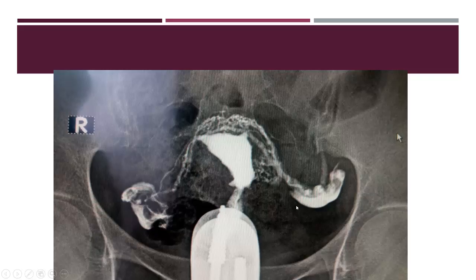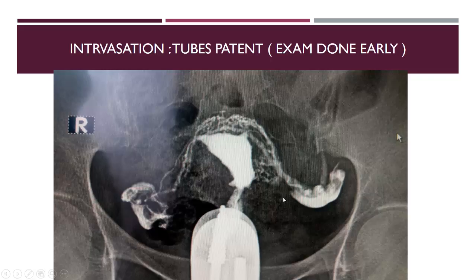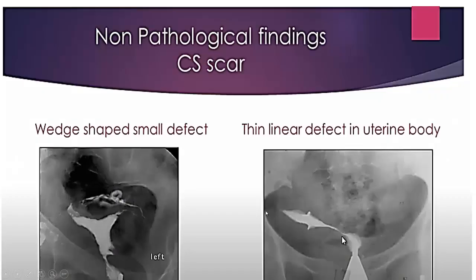There is another case of intravasation, but here the fallopian tubes appear normal. So maybe the technique was done early, in the early post-menstrual phase with the vessels still not closed, and so this is another cause of intravasation, but the tubes here appear normal. Intravasation, the tubes patent, exam done early, and this is the cesarean scar we will see later.